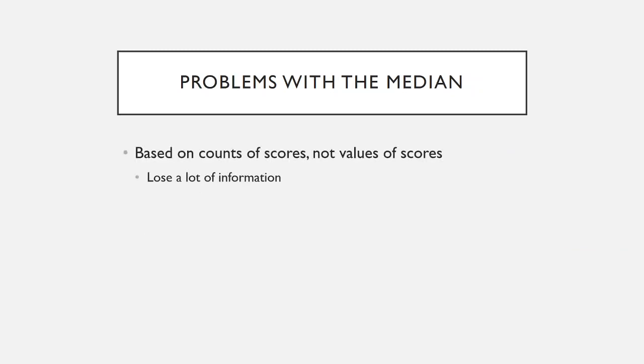Now, problems with the median. One is that it's based more so on how many scores there are in the data set, right? Again, the median is what splits the scores such that 50% of the scores are above and 50% are below. So it is partially derived based on how many scores you have in your data set, and you sort of discount the values of the scores themselves. So in that sense, just like the mode, you're throwing out a lot of information. You lose all of the information about the actual values of all of the other scores in your data set.